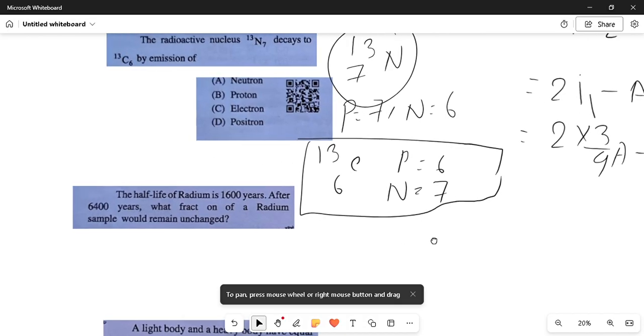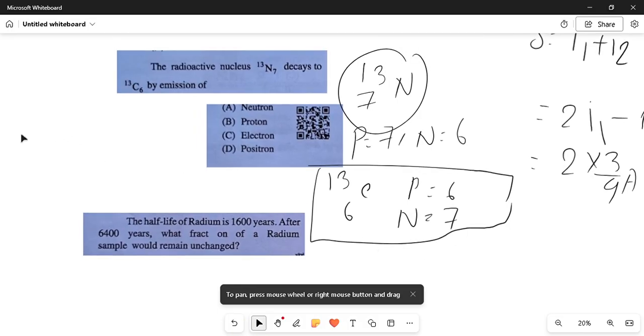We know that a proton inside the nucleus can decay into a neutron plus a positron. So one proton is converted into a neutron, so proton is reduced by 1 and neutron is increased by 1, and the positron is emitted from the nucleus. So it decays by emission of a positron. The answer will be positron. This is an interesting question.